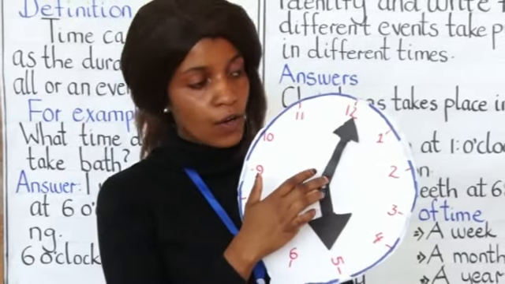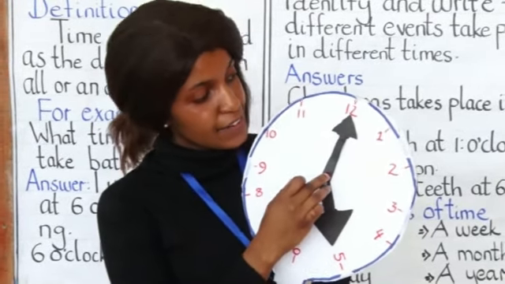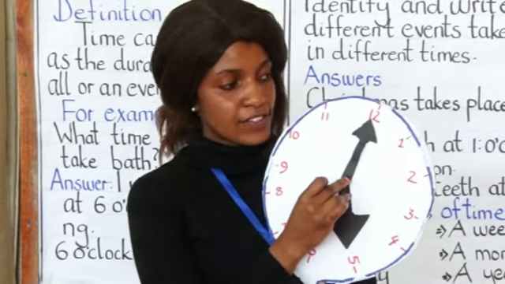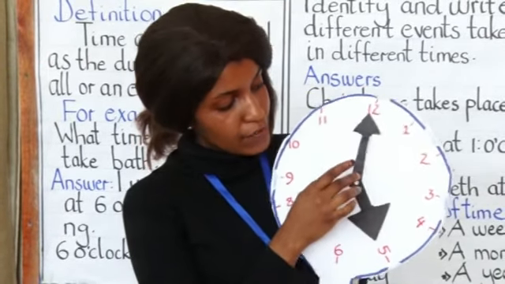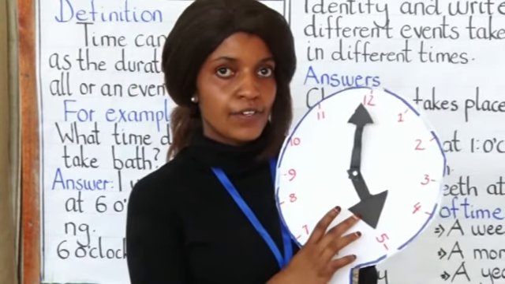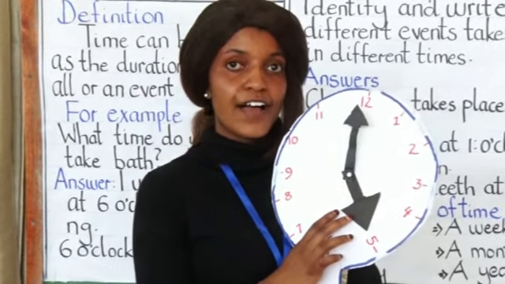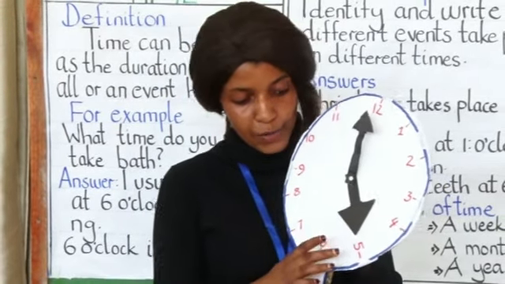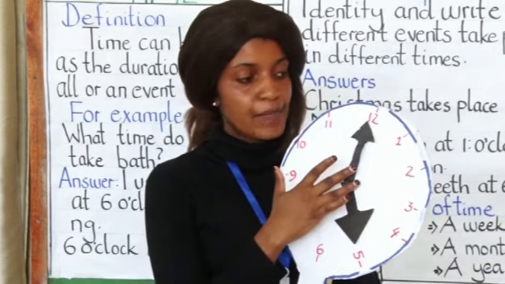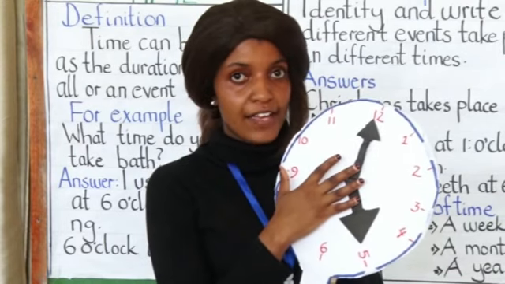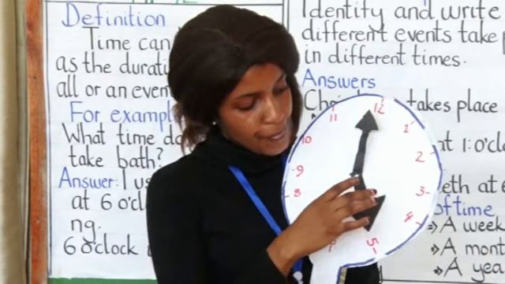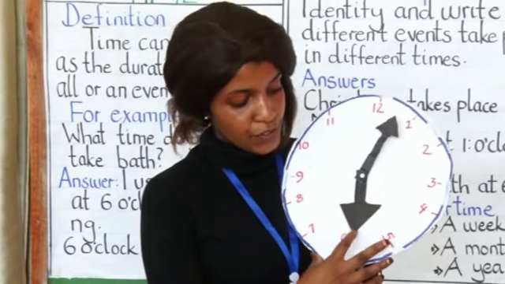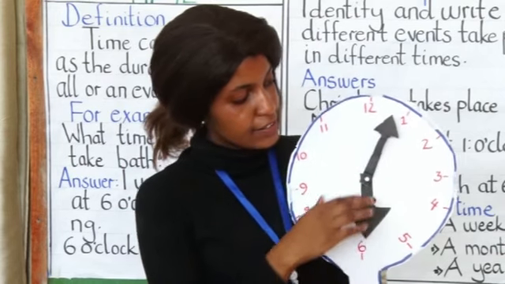We read o'clock when the long arrow is at 12. The long arrow here is at 12, while the short one is at 5. So, we are going to read it as 5 o'clock. Mind you, you start with the hours first, then followed by minutes. So, it is 5 o'clock. Again, when this short arrow moves, it is at 6.